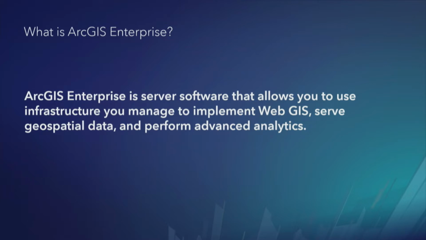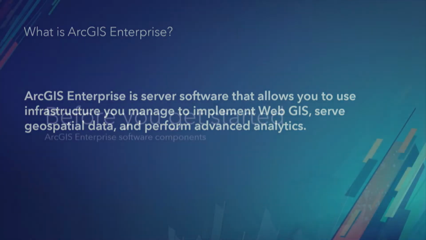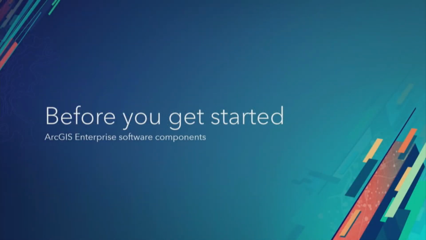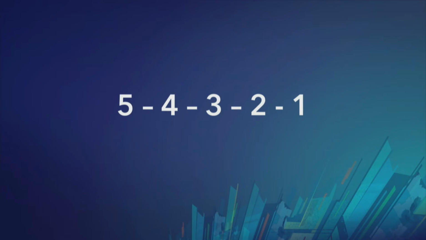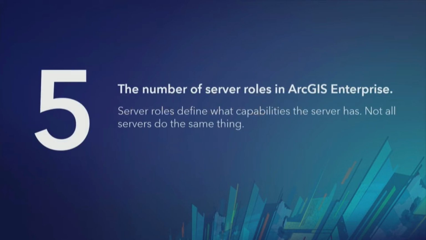So this next slide will say before you get started, but this is actually how you get started. Think about ArcGIS Enterprise to break it down. If you ever start getting confused, just remember 5, 4, 3, 2, 1. And now we'll break down what that means. So 5, this is the number of server roles that you have within ArcGIS Enterprise. The server roles control what you can do with the software. It's what happens out of the box.